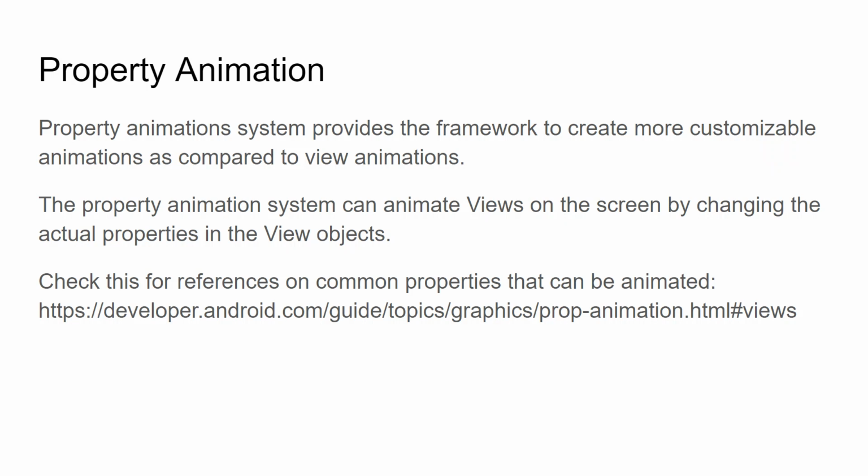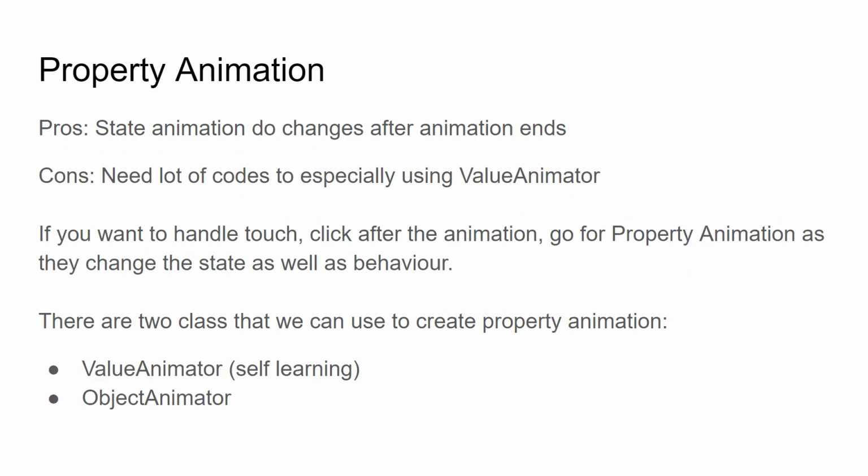If you want to know more about the common properties that can be animated, you can open this URL. The property animation basically changes any property that you want inside the object. It's not strictly limited to alpha, translation, rotation or scaling. It can animate any kind of property in the view object.